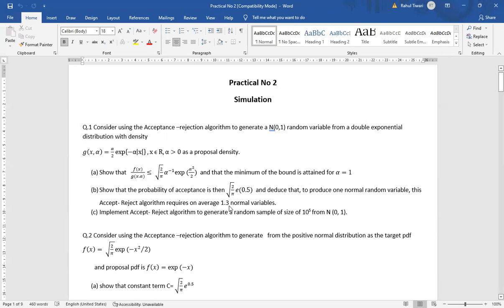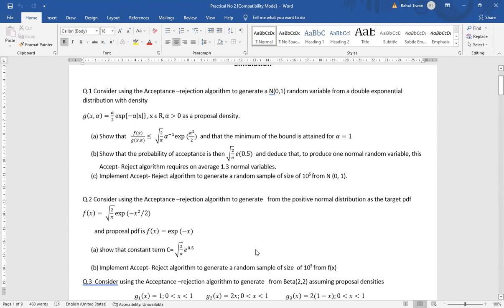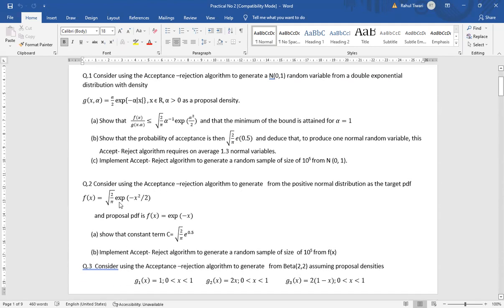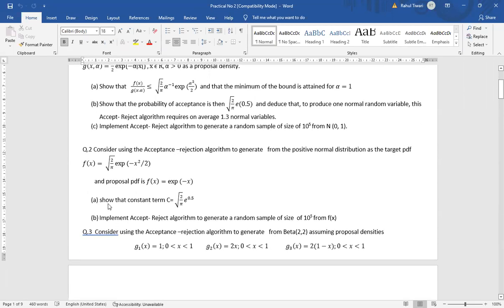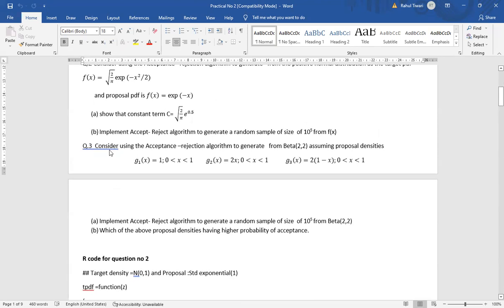So on an average we require 1.3 normal variables, and then implement the acceptance rejection algorithm to generate around 1 lakh observations from the normal 0, 1. You can do the same example which we have already done here. Then this is another example. Consider the acceptance rejection method with a positive normal density function, and the proposal is this. I guess we did this one last class. You can show the constant term is this. Implement again the same. Then we have another example, which we did already. You can practice this one, the fourth one.